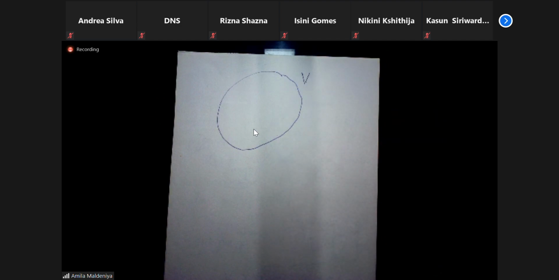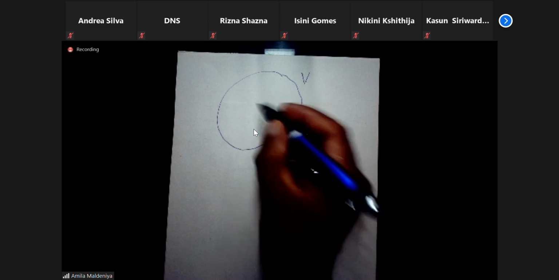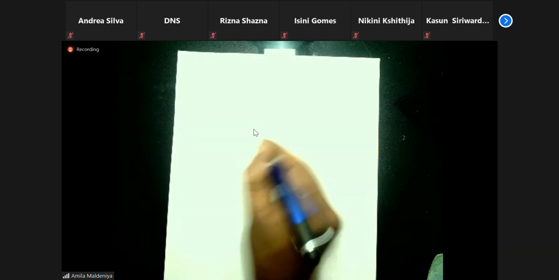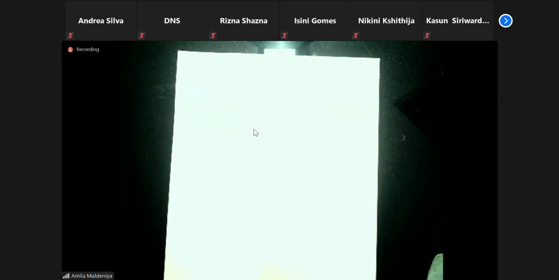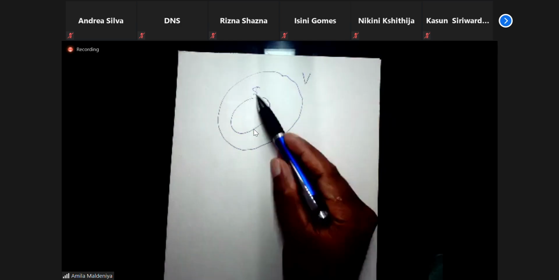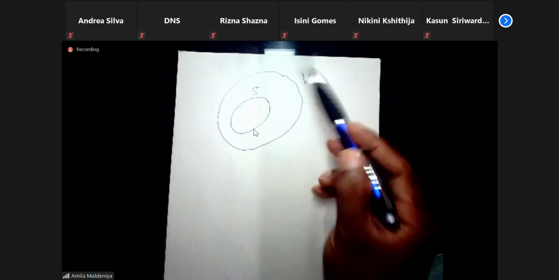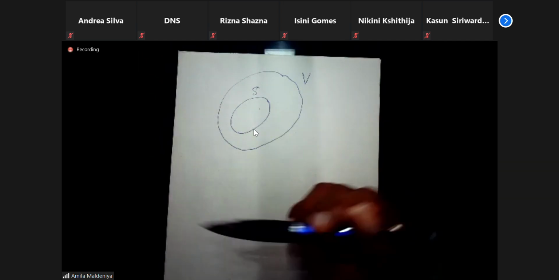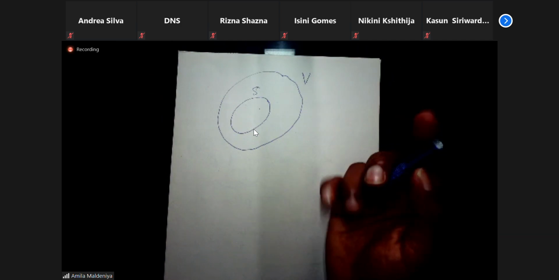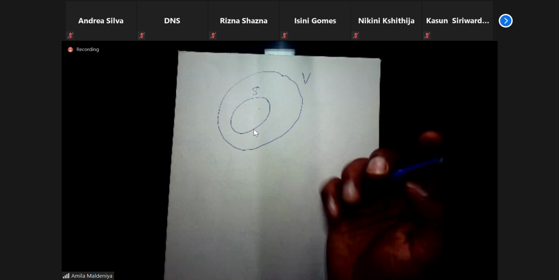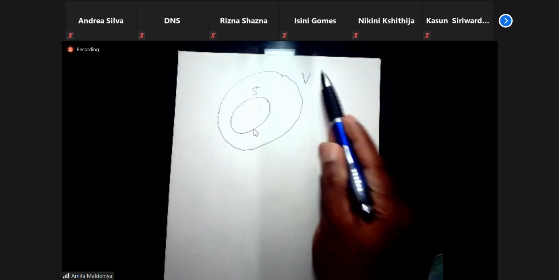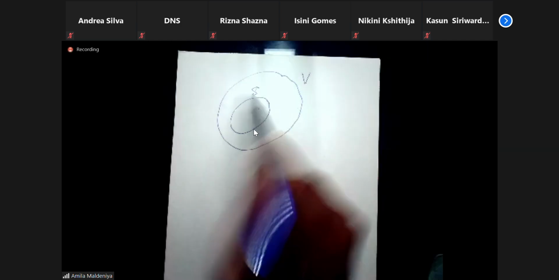Okay, that one we discussed. Now that's not what we're going to look at. We are going to take a subset. S is a subset of V. Now our question is whether this subset S has the same properties as the vector space. It may not. It may have, and it may not. That's what we're going to look at. If that set has the same vector structure, then we call this S a subspace.